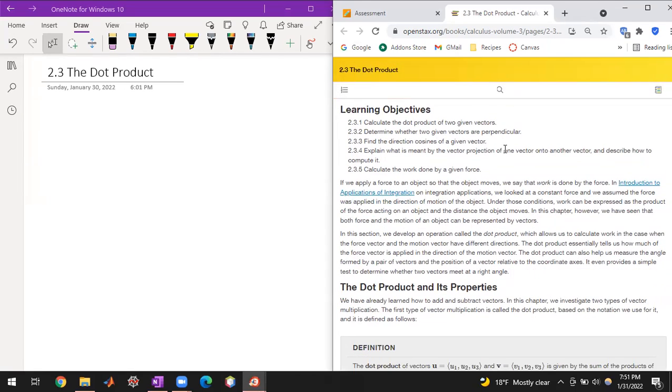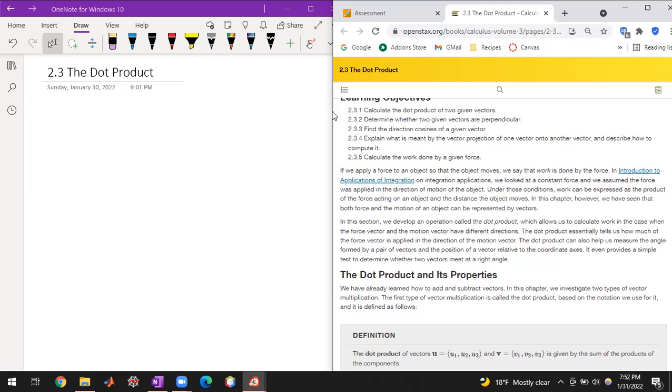at a constant force and we assumed the force is applied in the direction of motion of the object. So under those conditions, work can be expressed as the product of the force acting on an object and the distance the object moves. In this chapter, however, we've seen that both force and the motion of an object can be replaced by vectors. So in this section, we developed an operation called the dot product, which allows us to calculate work in the case when the force vector and the motion vector have different directions.